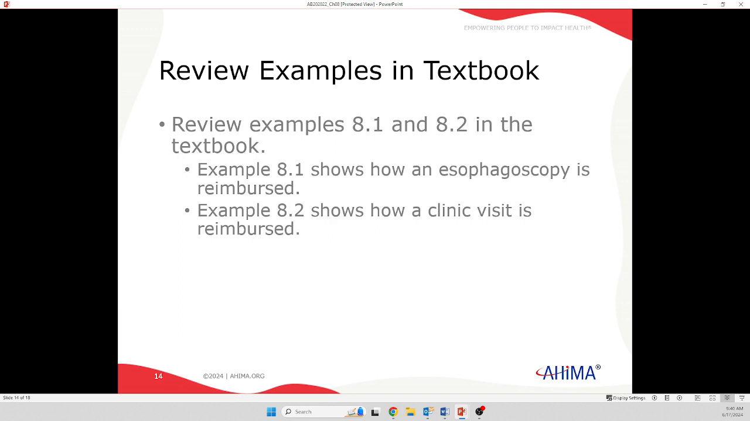Now, there are some examples on pages 163 and 164 that are listed there. Example 8.1 is showing you how an esophagoscopy is reimbursed. So you can see it's got physician work, practice expense, malpractice. It shows you how those RVUs are first adjusted for the GPCI. Those results are added up.